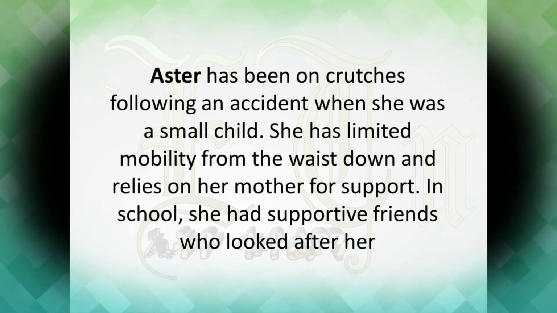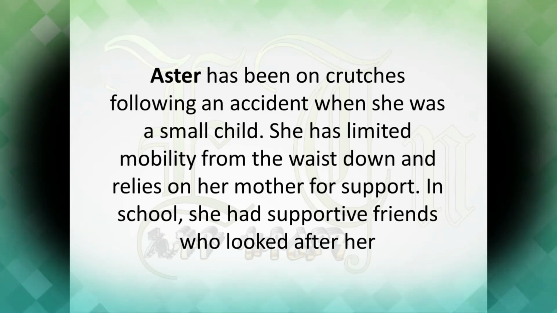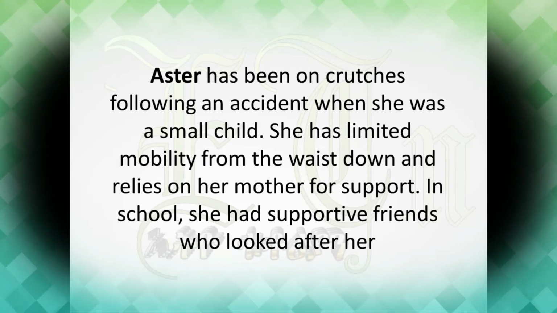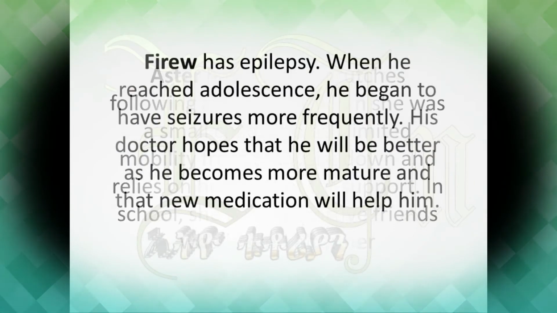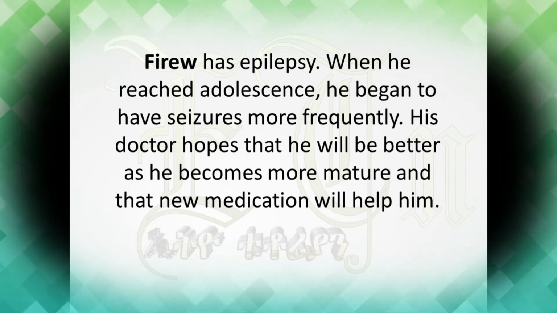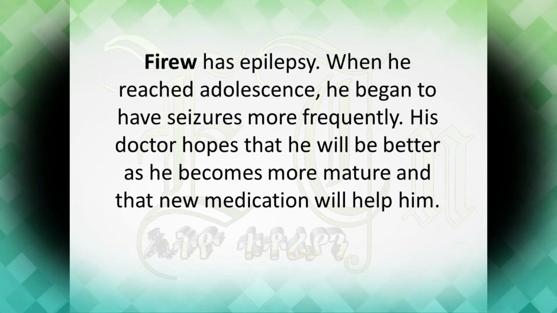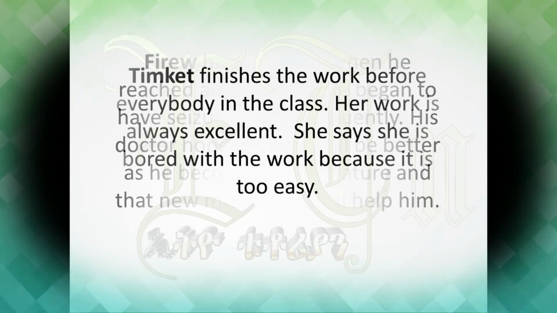Asta has been on crutches following an accident when she was a small child. She has limited mobility from the waist down and relies on her mother for support. In school, she had supportive friends who looked after her. Fyro has epilepsy. When he reached adolescence, he began to have seizures more frequently. His doctor hopes that he will be better as he becomes more mature and that new medication will help him.